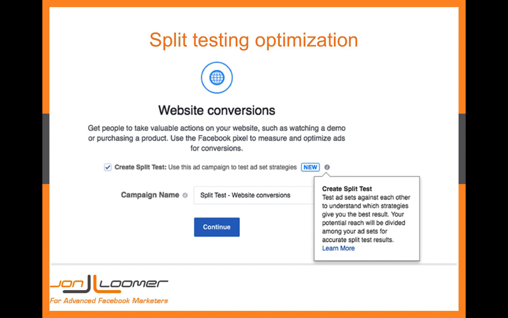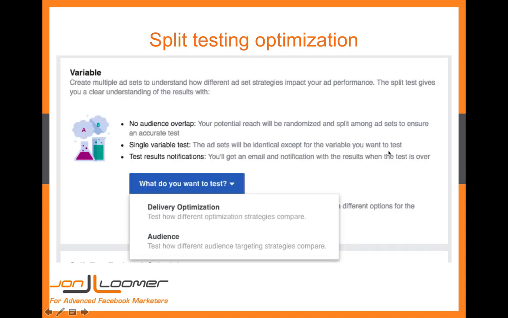So when you're in the process of creating your campaign, you select your objective for website conversions. Just click that create split test option, and you can test ad sets against each other to understand which strategies give you the best result. Your potential reach will be divided among your ad sets for accurate split test results.